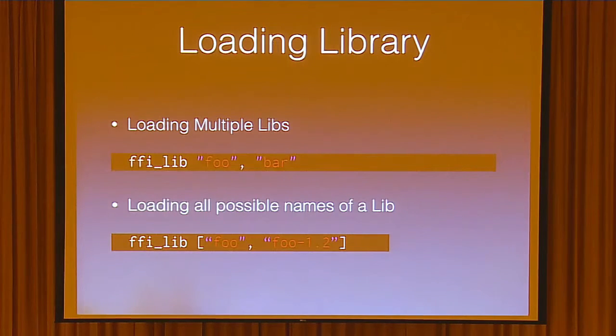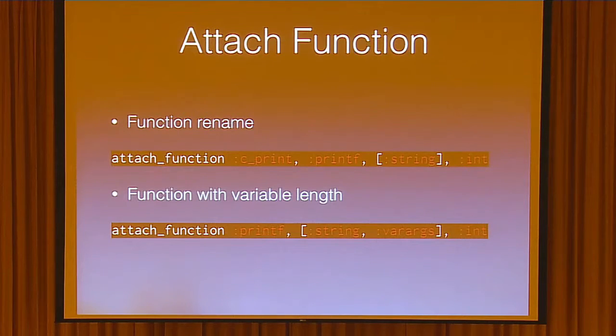And it will do the type conversion for you automatically. About loading libraries, you can load multiple libraries into the same module, so you don't have to create multiple modules for libraries. Also, on different platforms and systems, there might be different names for a library, so you can provide an array of alternative names for the library. And if you don't like the function name in C, you can rename the function for Ruby. For example, you can rename printf to cprint.